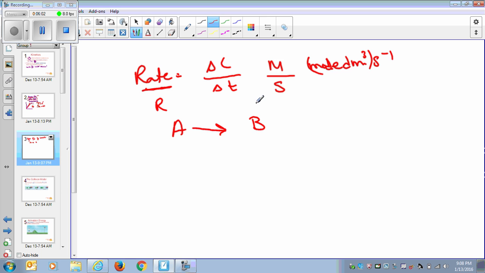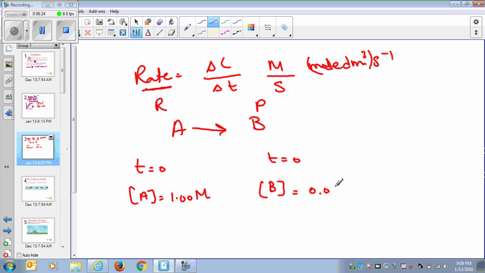This is my reactant. This is my product. I'm going to assume that right now the time is 0, and the concentration of A is 1.00 molar. This time is also 0 here, and the concentration of B is of course 0.0 molar because the reaction has not started yet.